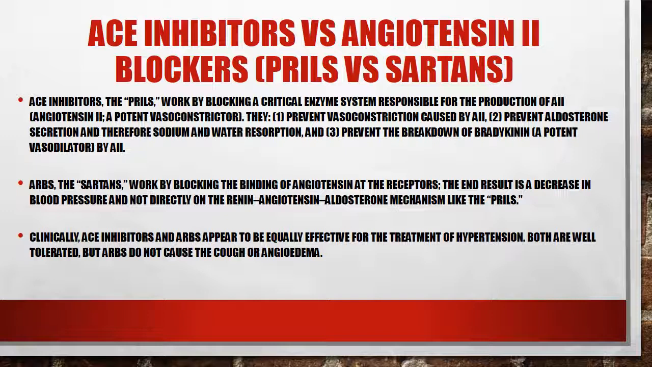ACE inhibitors and angiotensin II blockers are known as the prils and sartans, and they actually are clinically very similar drugs. So what you'll have to remember on these is the side effect differences. ACE inhibitors are known as the prils, and they block the production of angiotensin II, which is a very potent vasoconstrictor.